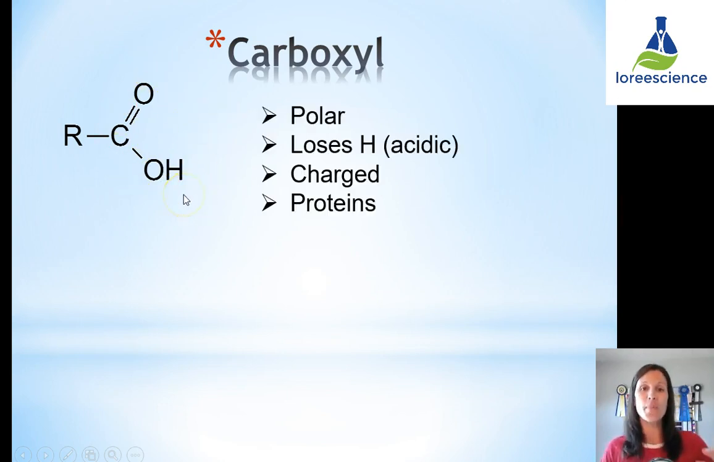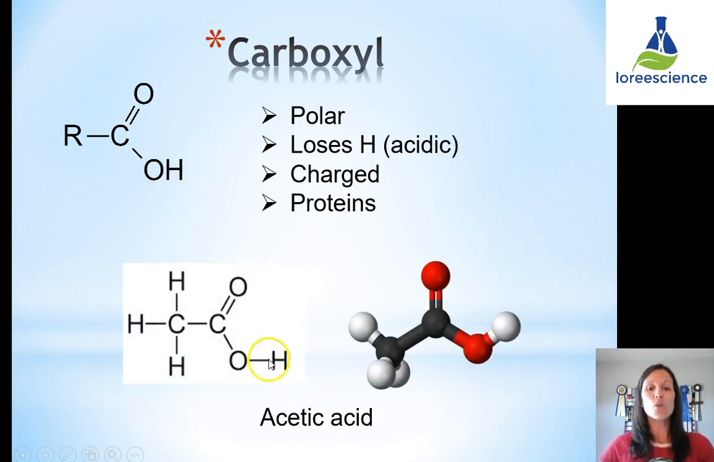The carboxyl group would make that part of the molecule polar, and it has the ability to lose that hydrogen, making it acidic. Also, when it loses that hydrogen, it makes it negatively charged. This is commonly found in proteins. So if we take a look at acetic acid, the reason it is an acid is that hydrogen breaks off, and the ability to donate a proton or hydrogen ion is what an acid is.